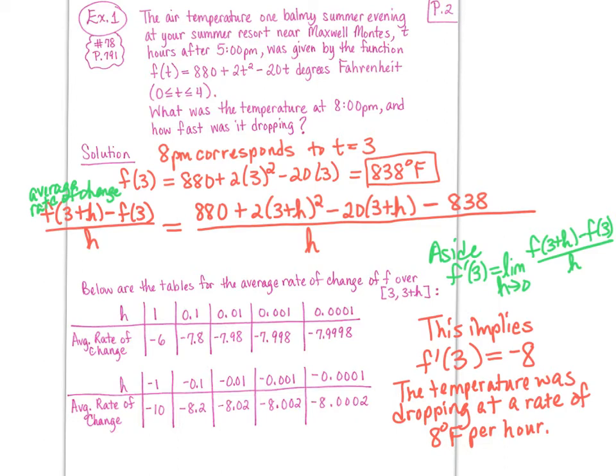Okay, so the last connection that you need to make was using the average rate of change. Remember that whenever you're asked to find how fast it was dropping, you're asked to find the instantaneous rate of change. So you're asked to find the derivative of your function at 3. That's how you find this, which is equal to -8. That's the limit as h approaches 0 of your average rate of change.